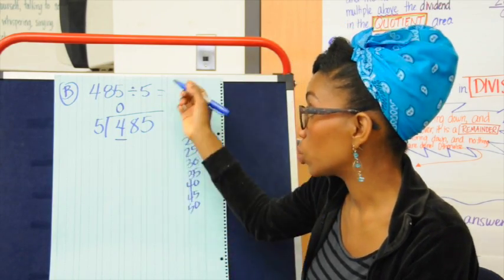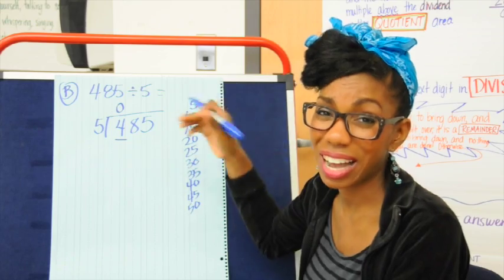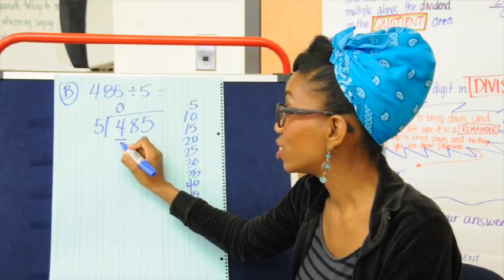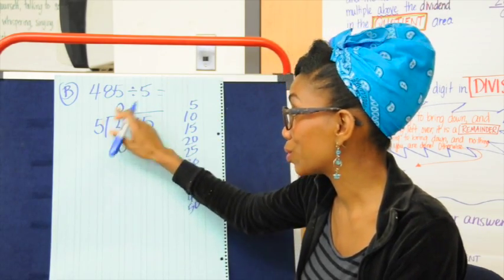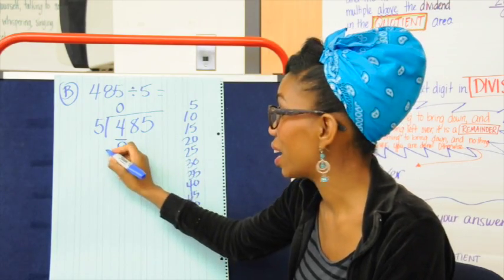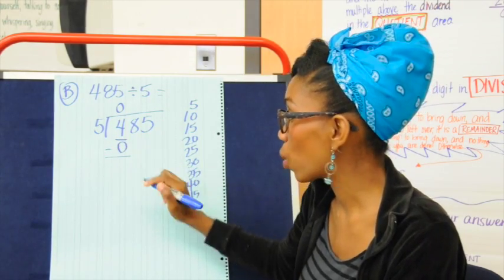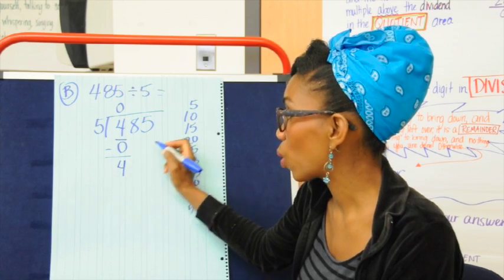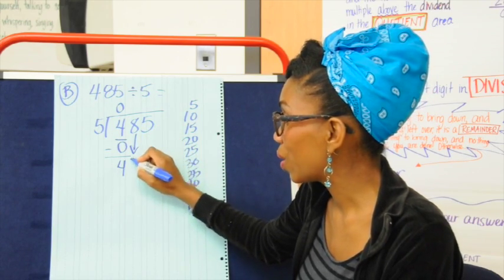Because there is no multiple that's closest to 5 which is not greater than 4, I'm going to put a 0 down here because 5 times 0 is 0. Okay? And I now subtract. 4 minus 0 is 4. And then I bring down my 8.